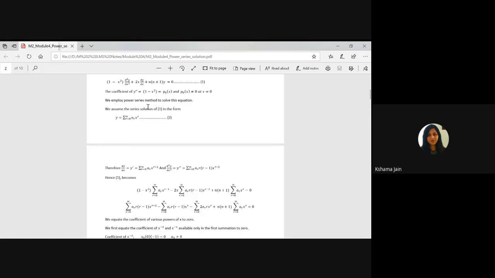Now, same method. We will assume that the solution of this differential equation is y equals summation a_r x raised to the power r. This is the solution of differential equation 1, a_r x raised to the power r, where r is varying from 0 to infinity. Differentiated the first time, they have missed the r term here again, so r x raised to power r minus 1. Second differentiation will be r into r minus 1 x raised to power r minus 2.